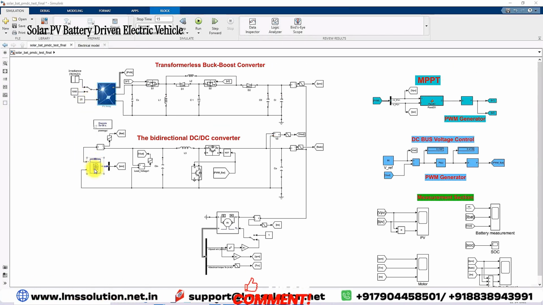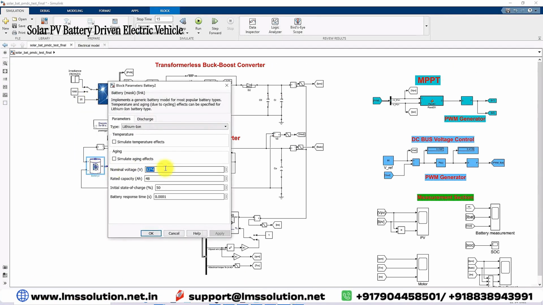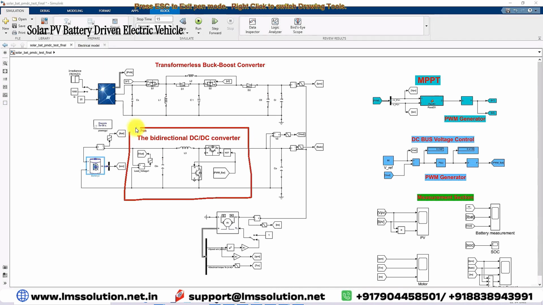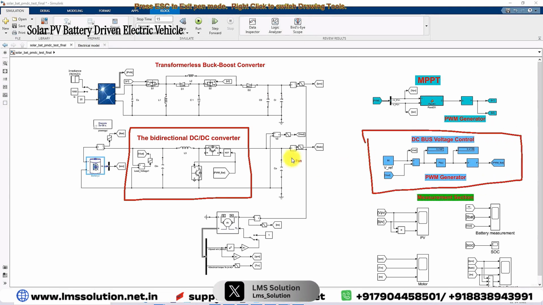And here we are using a battery. Here we consider a 4 load battery and each battery has a rating of 48, and it is connected via a bidirectional DC-DC converter. This bidirectional DC-DC converter is controlled by means of the DC bus voltage control, and for that we have to measure the DC bus voltage. We compare it with the 90 volt.